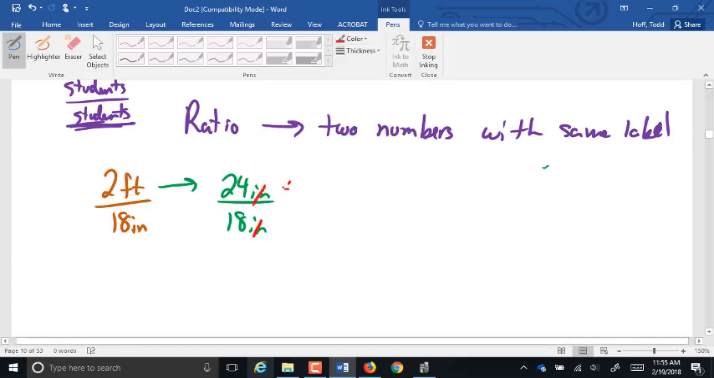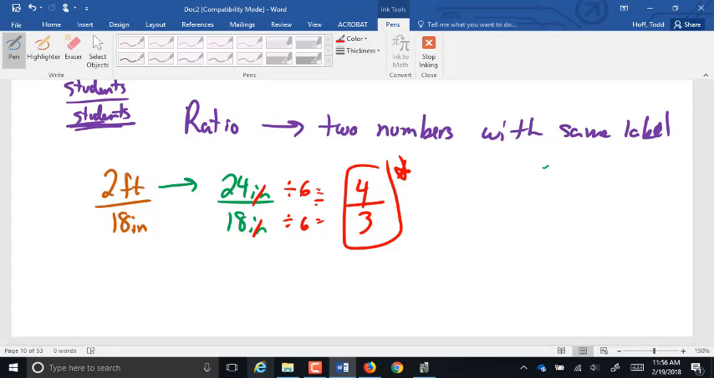And of course I can reduce it. The inches cancel. Both 24 and 18 can divide by 6 to give me 4/3. Now here's another big difference between our ratios and fractions. If this here were a fraction, since the top number is bigger than the bottom number, I would want to change it into a mixed number of 1 1/3.